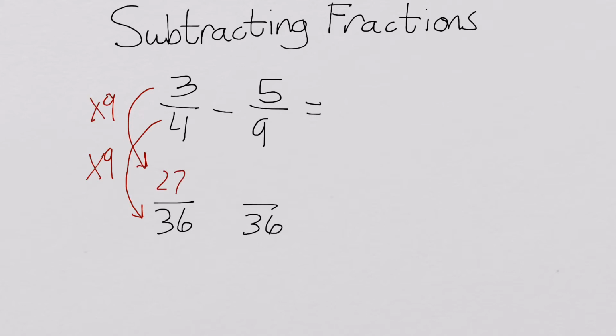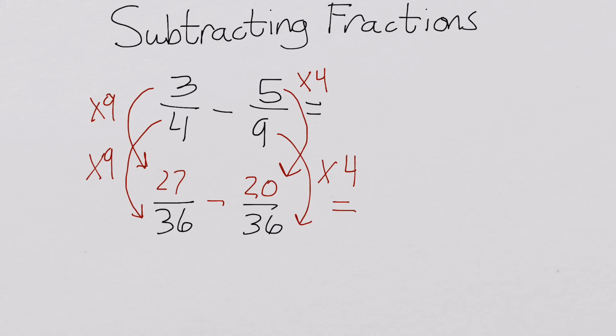That's a 9 there. Same thing on the other side. 9 times what gets me 36? Well, if 4 times 9 is 36, then that's a fact family. 9 times 4 is also 36. So then 5 times 4 gets me the numerator, which ends up being 20. Now I have a common denominator between the two of them, and I can subtract them.